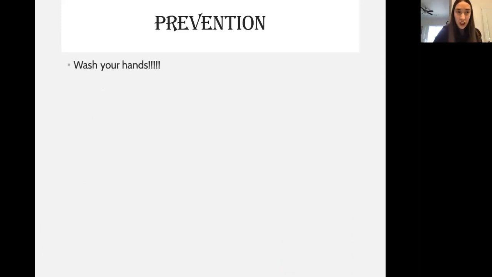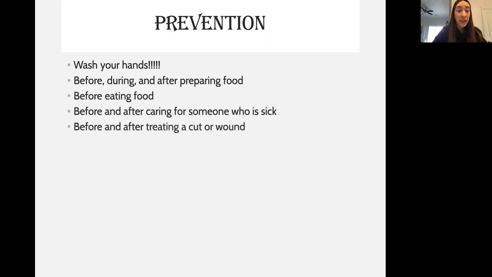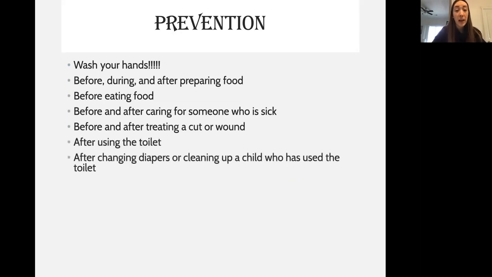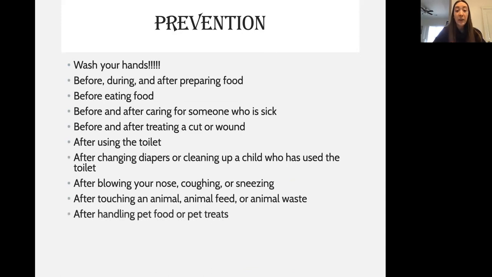Okay, prevention. Washing your hands is so important. I'm going to put up a video on how to wash your hands, and you should watch that, and then we'll learn how to wash our hands correctly. Before, during, and after preparing food, before eating food, before and after caring for someone who is sick, treating a cut or a wound, after using the bathroom, after changing diapers or cleaning up a baby, after blowing your own nose, coughing or sneezing, after touching an animal, animal feed, animal waste, after handling pet food or pet treats, after touching garbage.